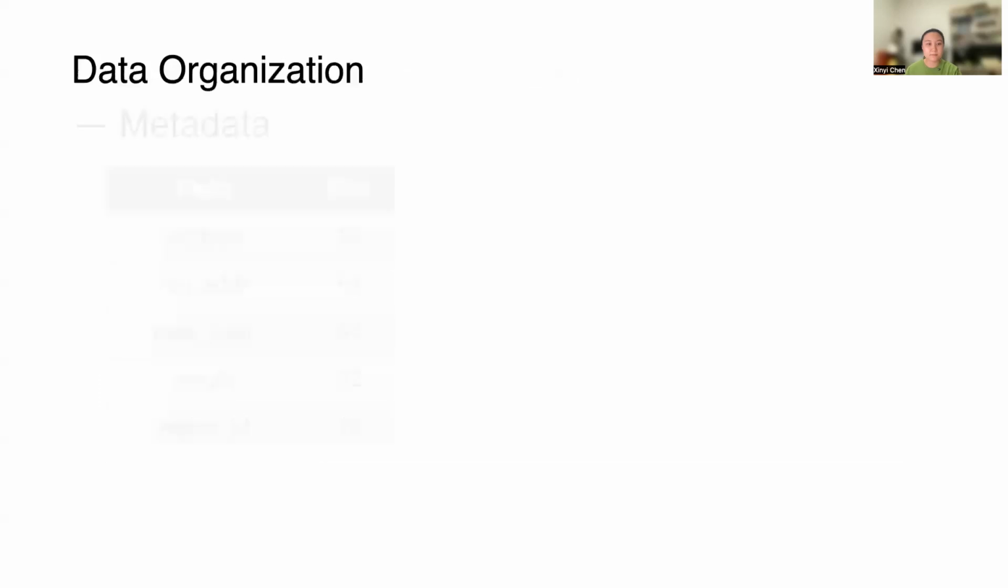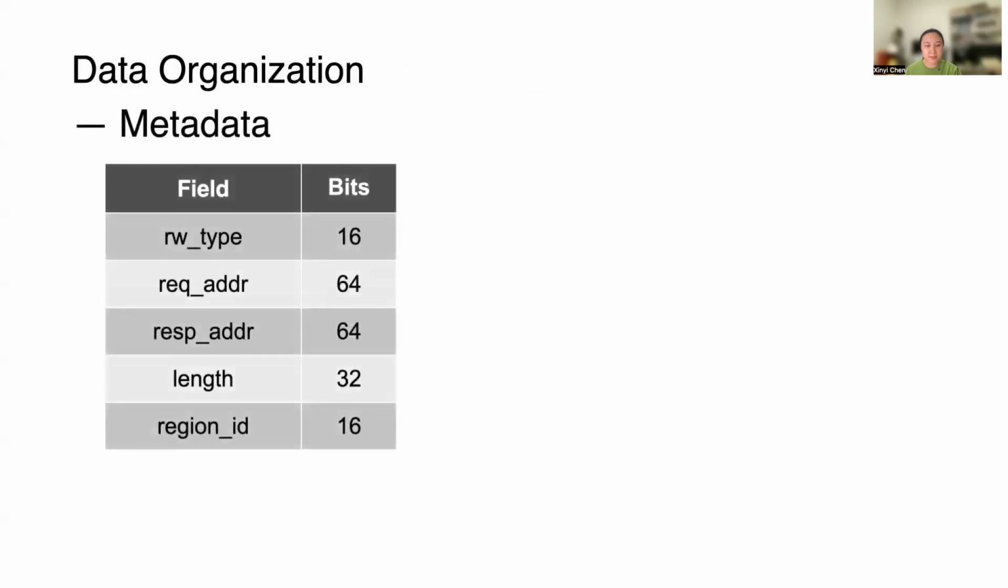We separate the data into actual data and metadata. Metadata contains all the information for remote memory access, and we only retain the necessary part to make the metadata size as small as possible. For a read request, the request address is the remote memory address that it wants to read from, and the response address is a local address where the read data will be written.